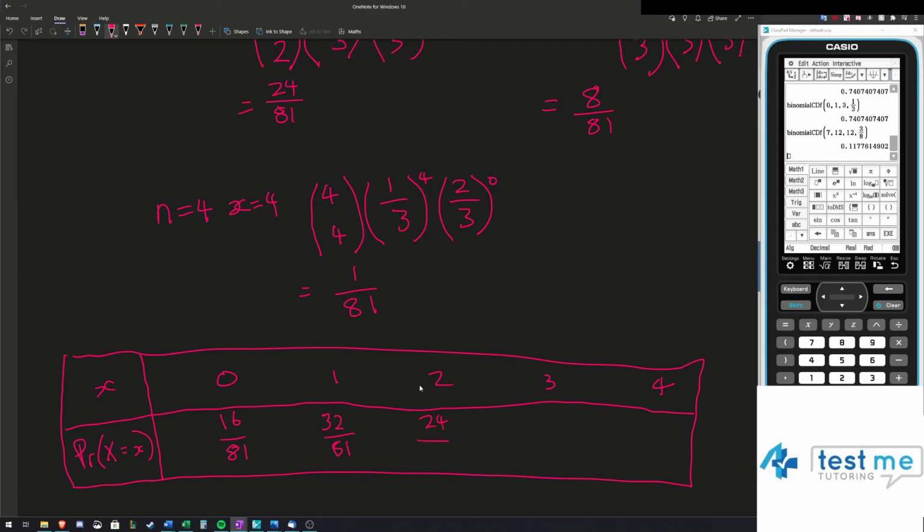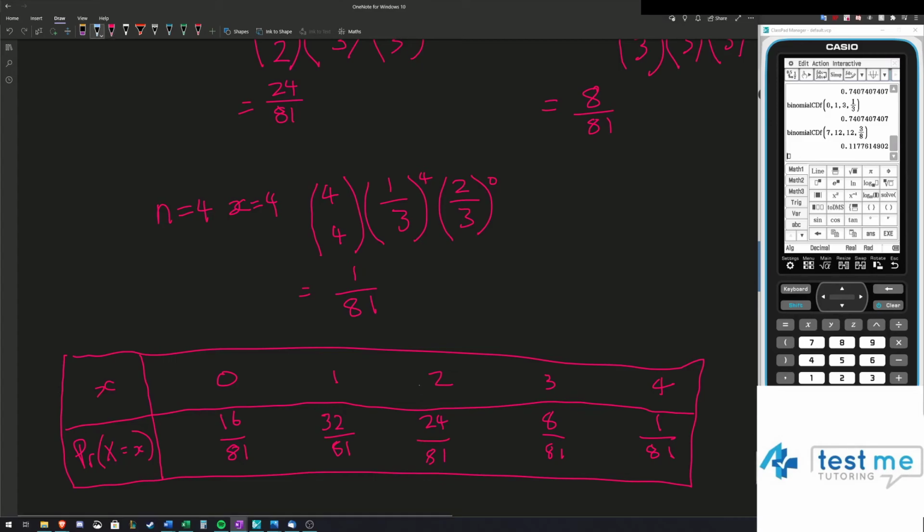24. 8. And 1. Okay? So, what all this table has done is just told us what's the probability of each success.